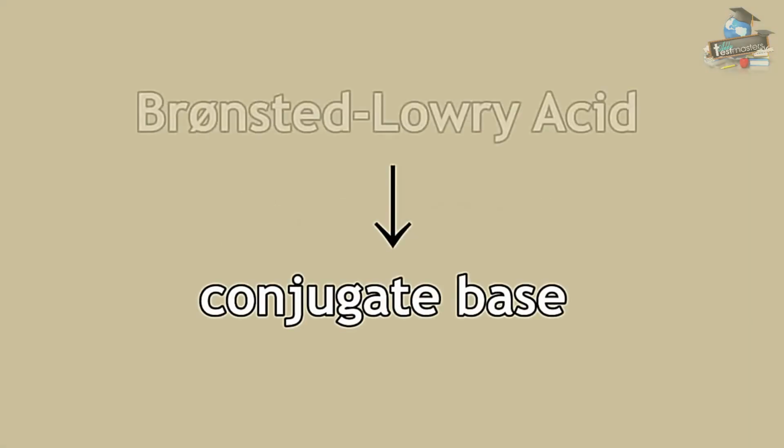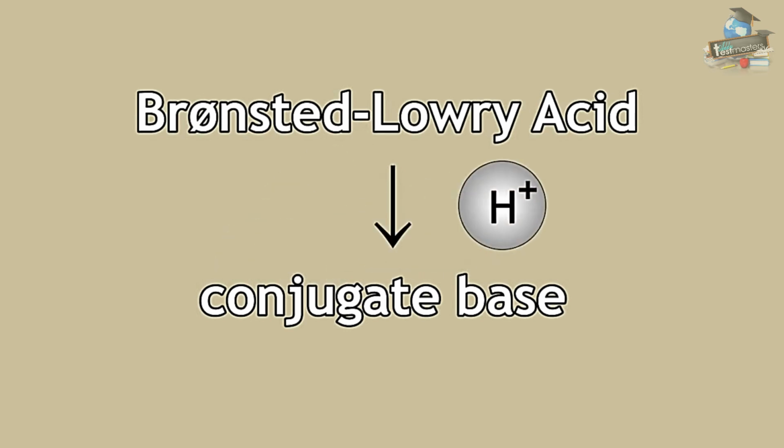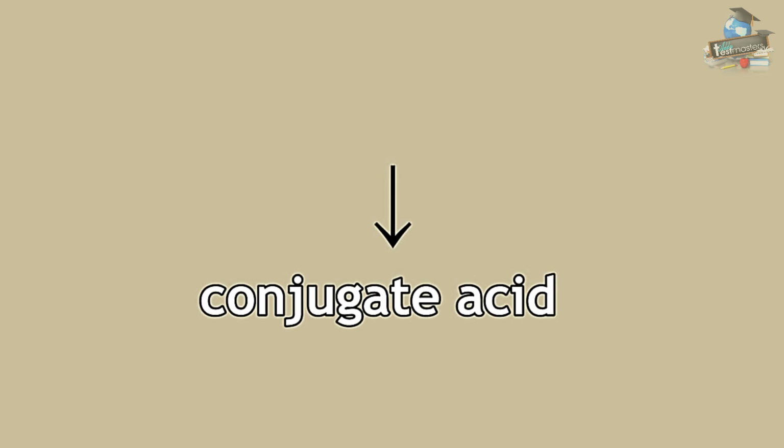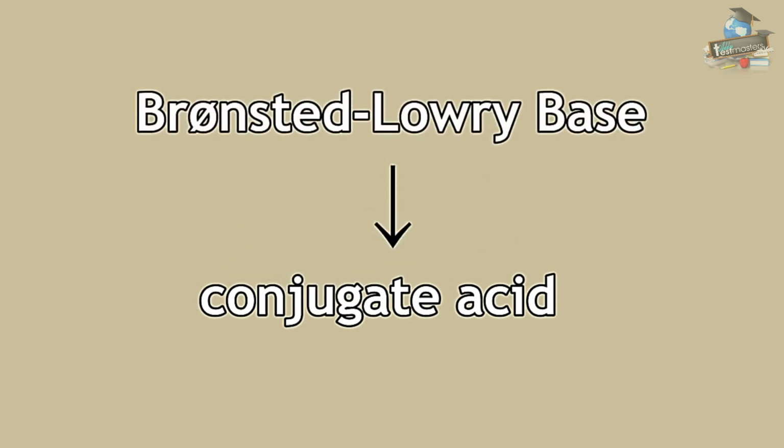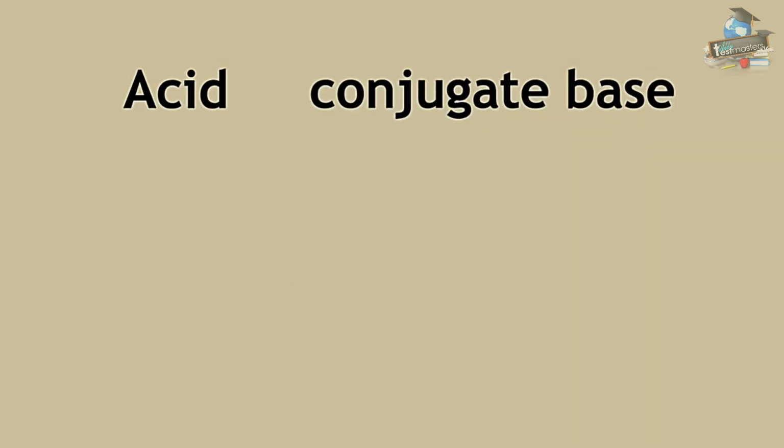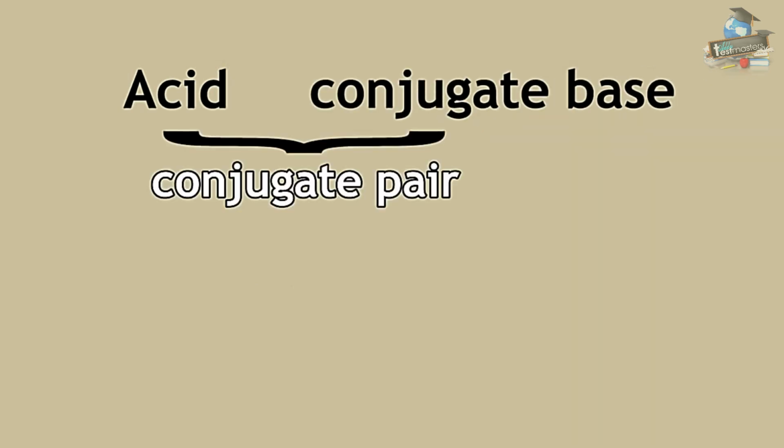In summary, a conjugate base is formed when a Bronsted-Lowry acid releases its proton, and a conjugate acid is formed when a Bronsted-Lowry base accepts a proton. A Bronsted-Lowry acid and its conjugate base is a conjugate pair, as is a Bronsted-Lowry base and its conjugate acid.